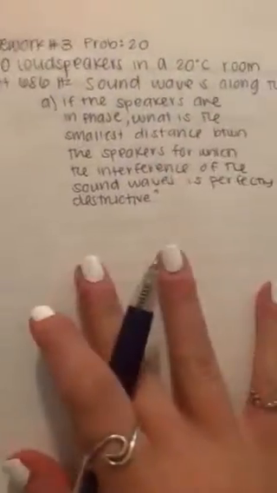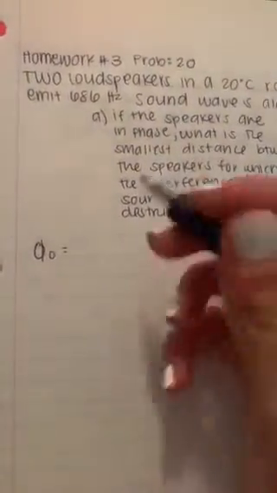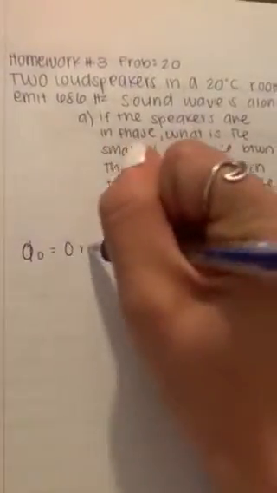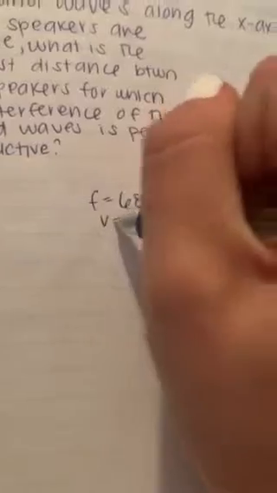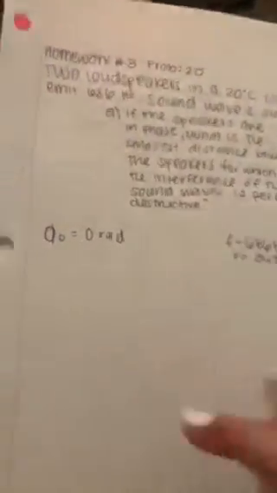So, first off, it says they're in phase. So we know that the phase change is going to be 0 rad. Then the givens: we know that frequency is 686 Hertz and the speed of sound is 343 meters per second. We also know that it is destructive interference.